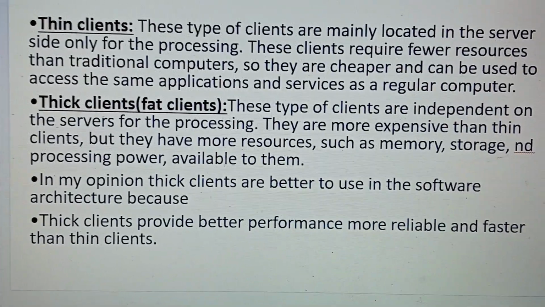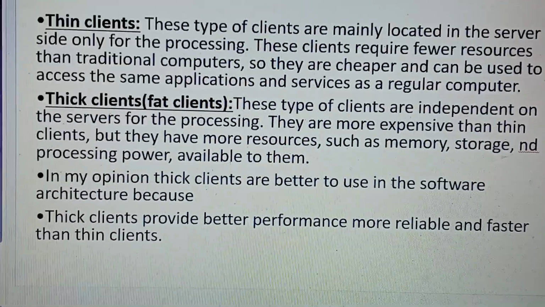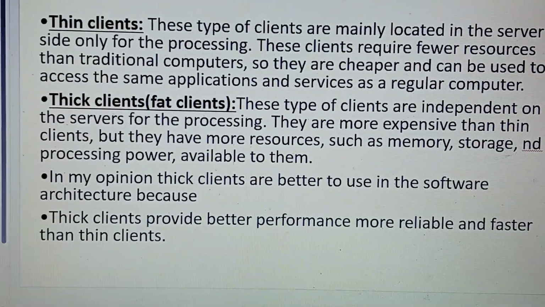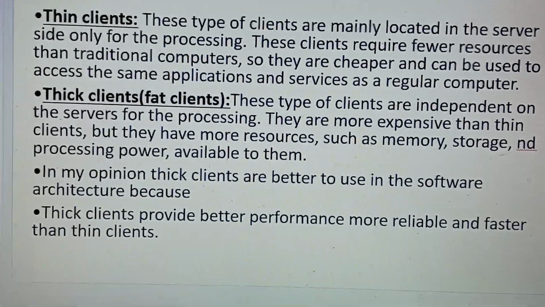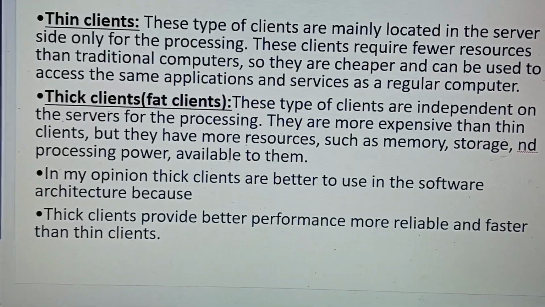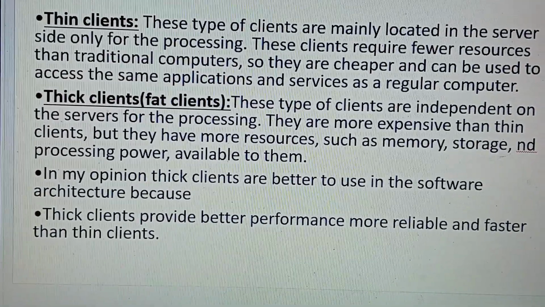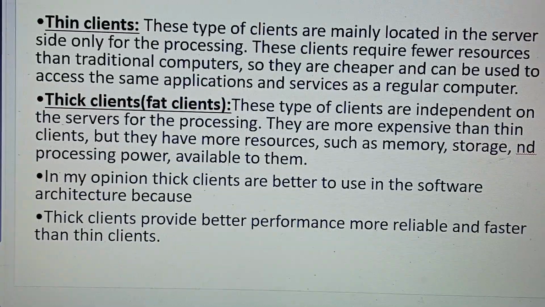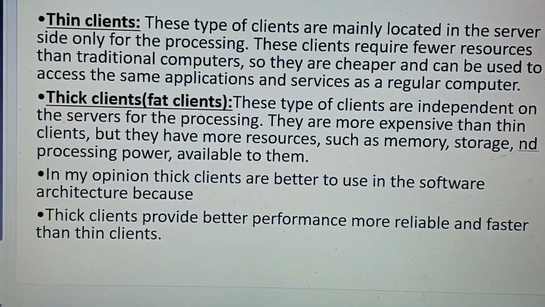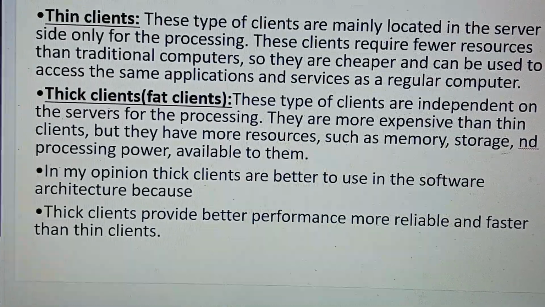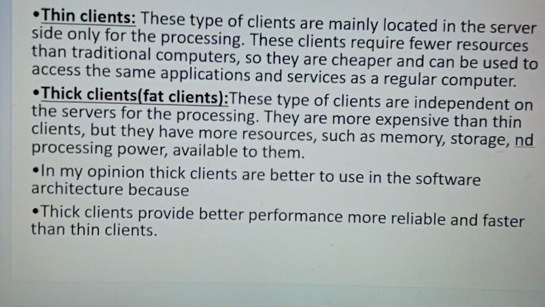In thin clients, almost all the processing is handled by the server only. Then you have the thick clients. This type of client is also known as the fat client. This type of client is independent of the servers for the processing. They are more expensive than thin clients, but they have more resources such as memory, storage, and processing power available to them. In this, mainly it's independent of the server because it mainly deals with the hardware resources like the memory, storage, and processing power available to them.